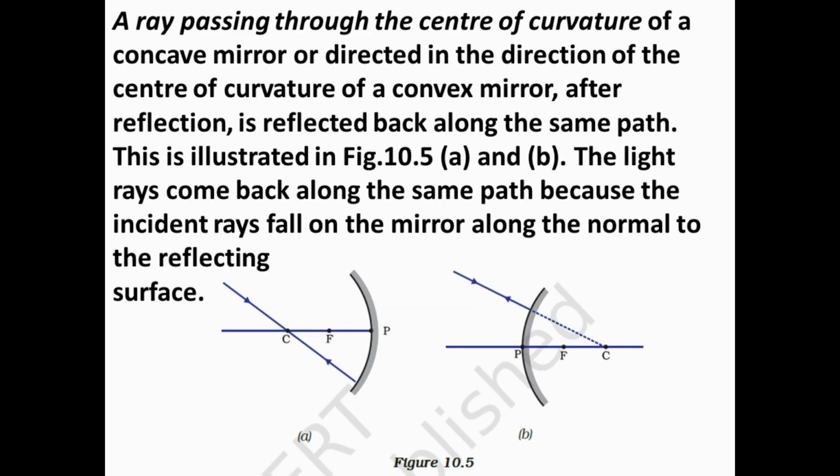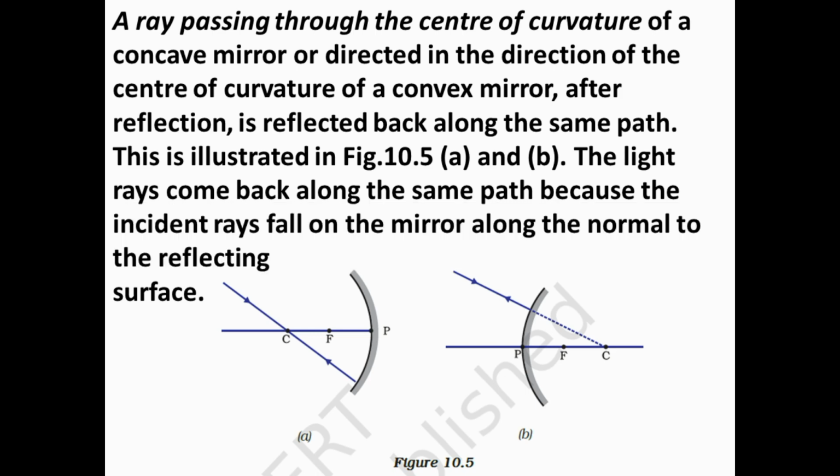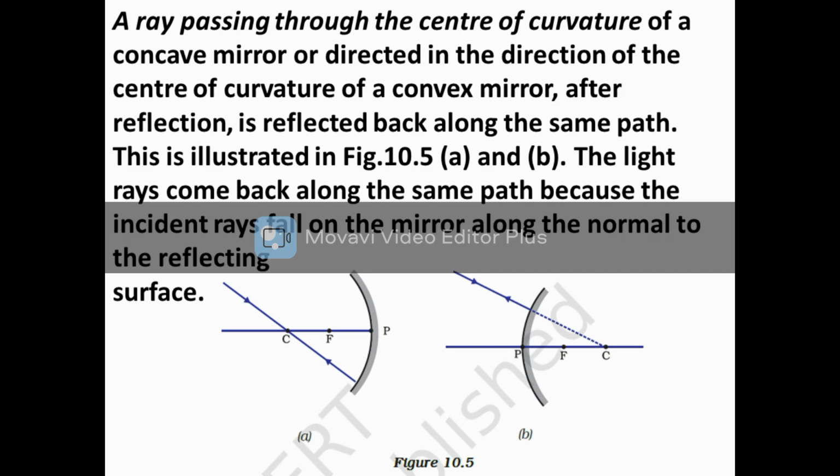In case 3, the ray passes through the center of curvature of a concave mirror. At that time you can see it is directed to the center of curvature of the convex mirror as well. After the reflection, the ray is reflected back along the same path. So if the light passes along the center of curvature, that time the light ray bounces back along the same path.